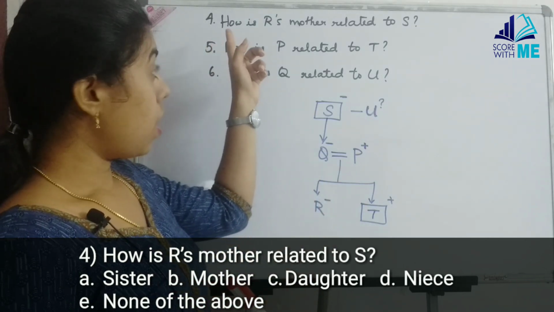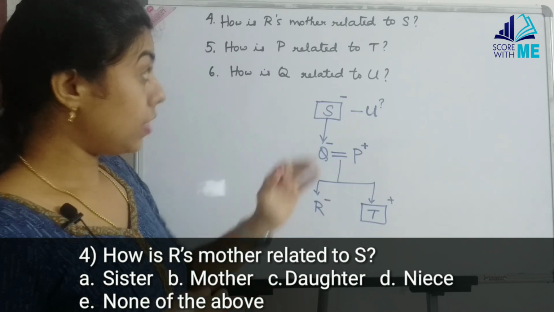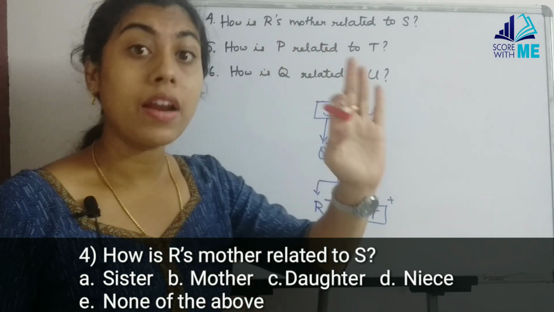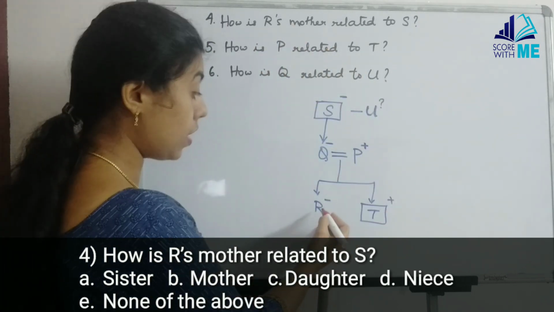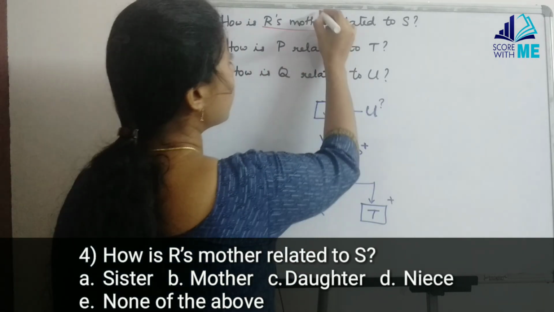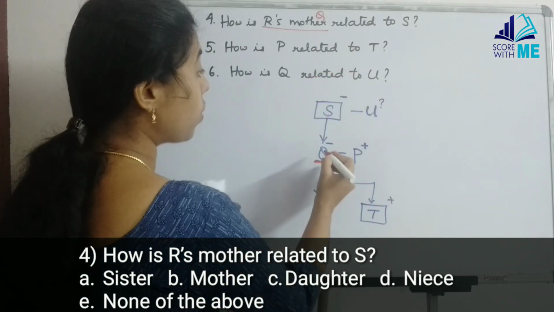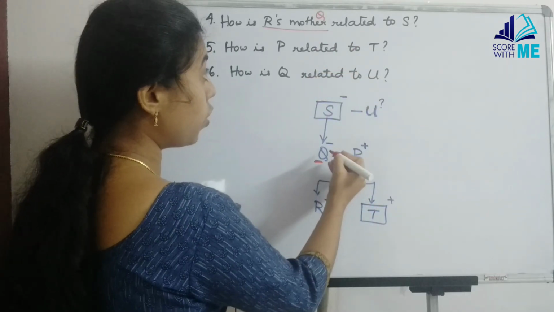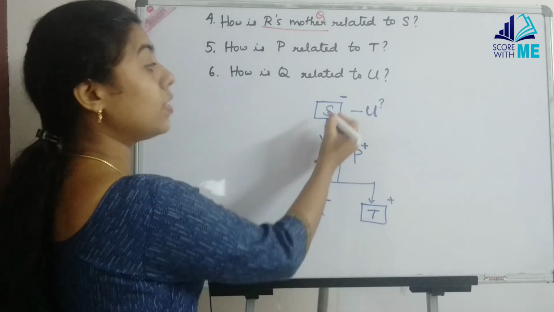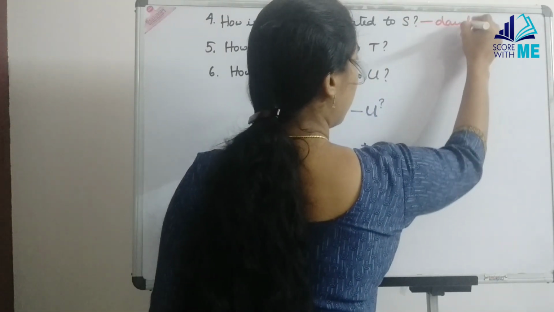So here we are. How is R's mother related to S? The question is asked not about R, but about R's mother. R's mother is Q. So the question is, how is Q related to S? That is the question indirectly. Q is the daughter of S. So its answer will be daughter.